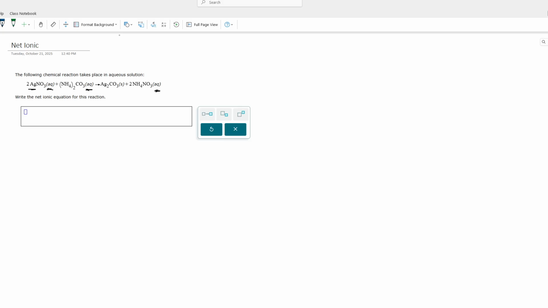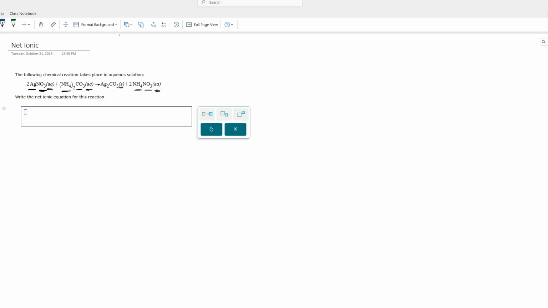I have silver, that's an ion. I have nitrate, NO3. You don't split that up into the N and the O. I have the ammonium. I have the carbonate. This is a solid, so it's not an ionic compound. And then I have the ammonium and the nitrate over here.